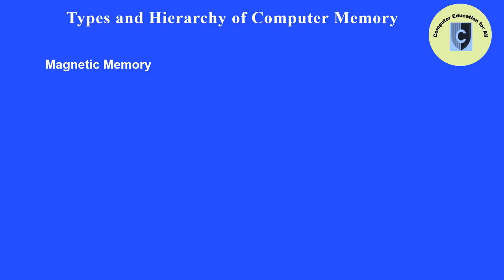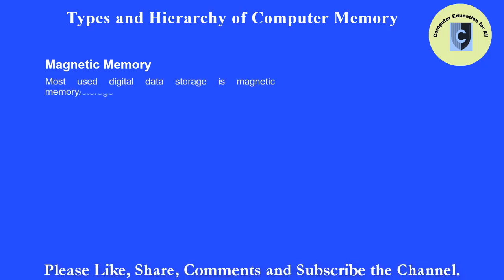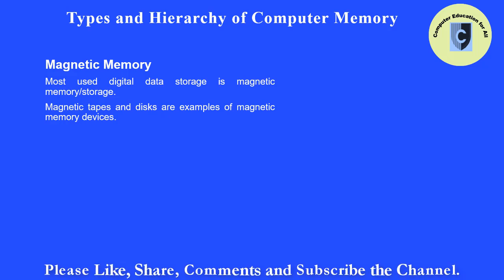Magnetic memory. One of the most widely used types of digital data storage is magnetic memory/storage. This refers to any type of data storage using a magnetized medium. Magnetic tapes and disks are examples of magnetic memory devices. A thin layer of magnetic material is coated on the surface of magnetic tape and magnetic disks.